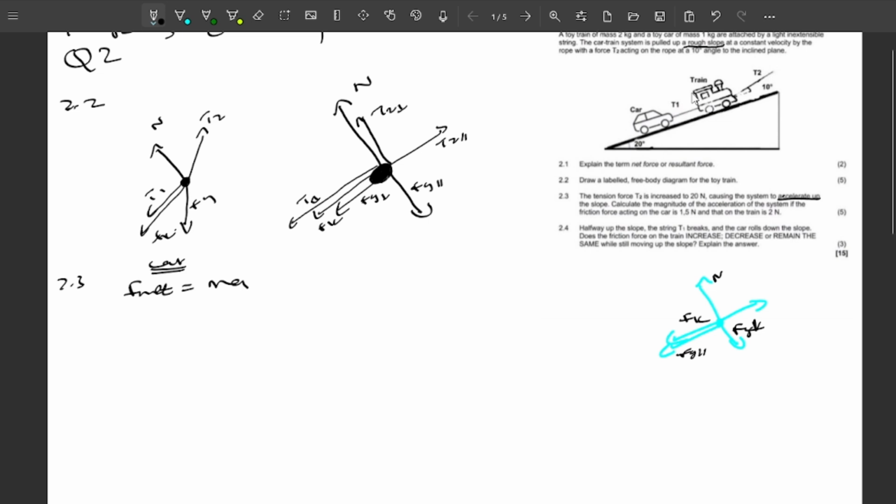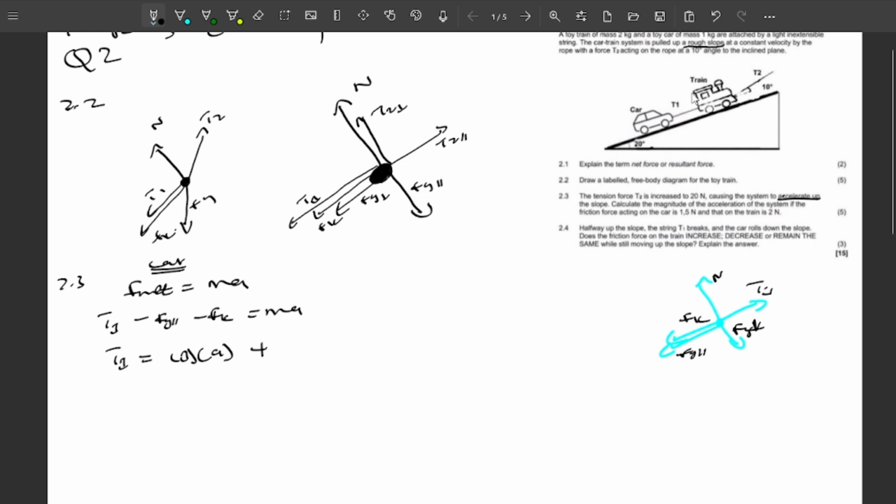So you're going to consider what? The T1, all of the horizontal forces, which are going to be what and what. So T1 minus FG parallel minus FK is equal to MA. So now T1 is equal to, what is the mass of the car? The mass of the car was 1, so it's just going to be 1 times A plus the FG parallel plus the FK.